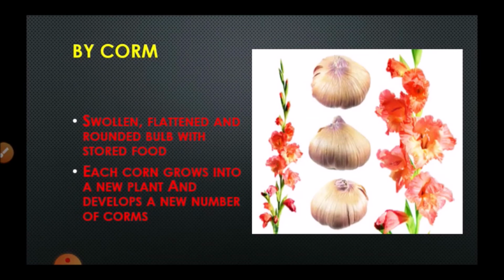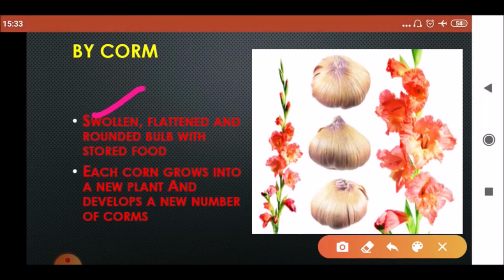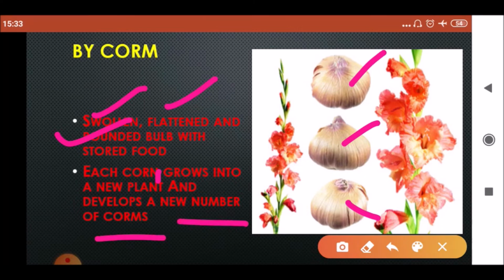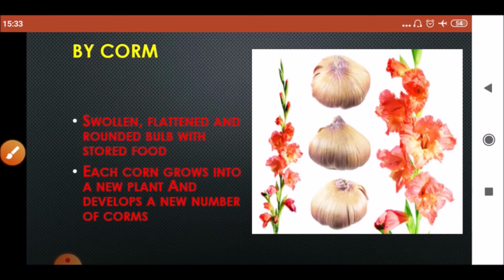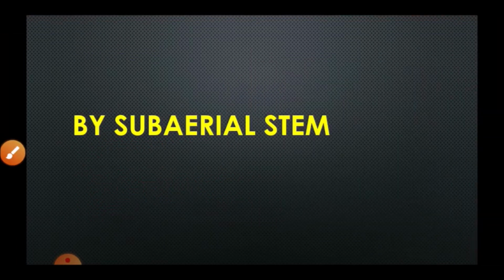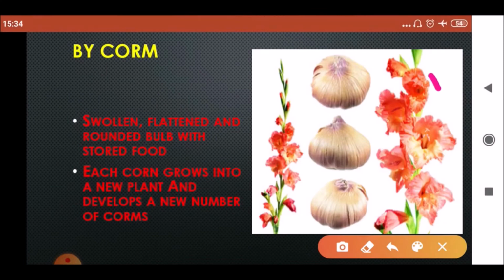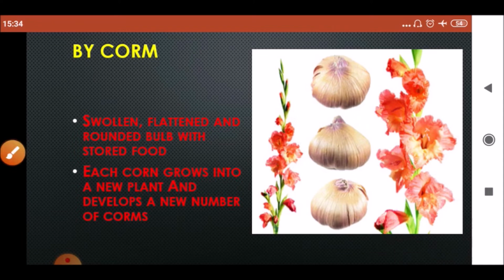The next one is the corm. Corms are swollen, flattened and rounded bulbs with stored food. These are the corms of gladiolus. Children, each corm grows into a new plant and develops a number of new corms also, which means they can form more corms. Here we can see the corm of gladiolus. This corm develops into a gladiolus plant. So children, this is how vegetative propagation occurs by underground stem.